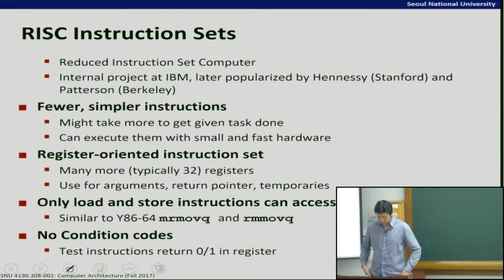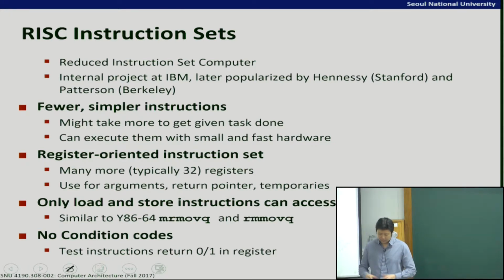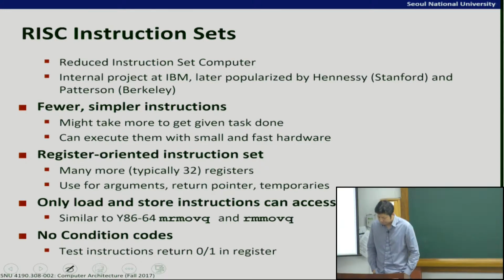And there is no conditional code. Because they have many registers in general, they can use a general purpose register to store the conditional result of a test. Instead of using conditional code, you can do the same using a general purpose register.